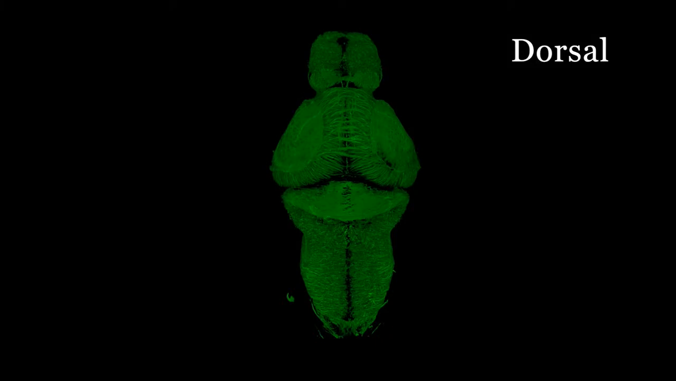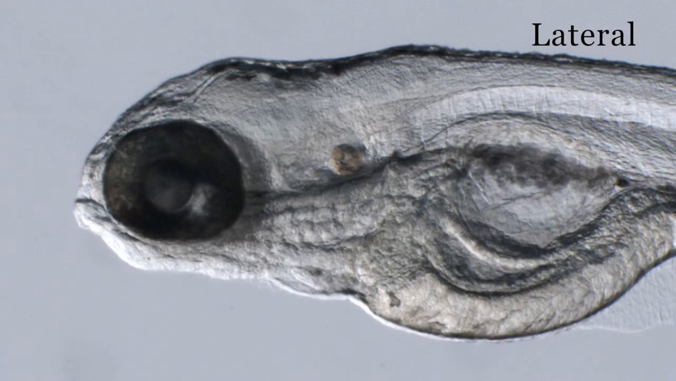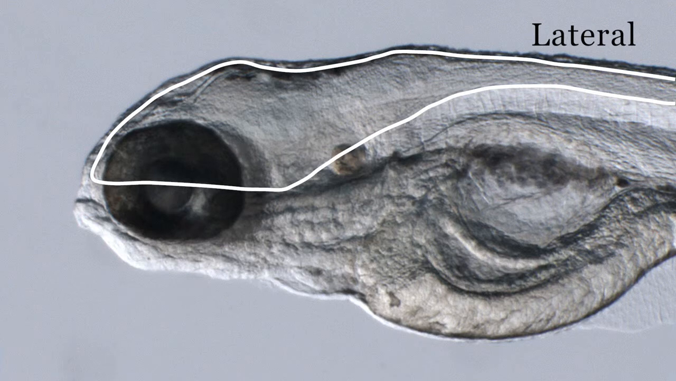Here the brain has been isolated by removing the other tissues of the head. Here is the head from the lateral aspect. Again, the outline of the brain can be seen.